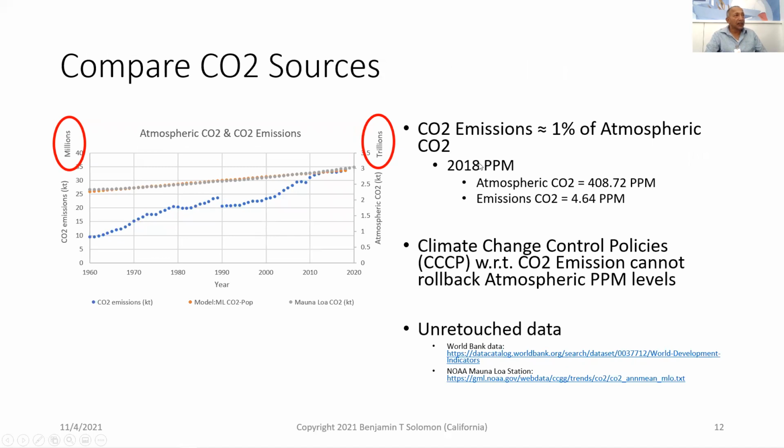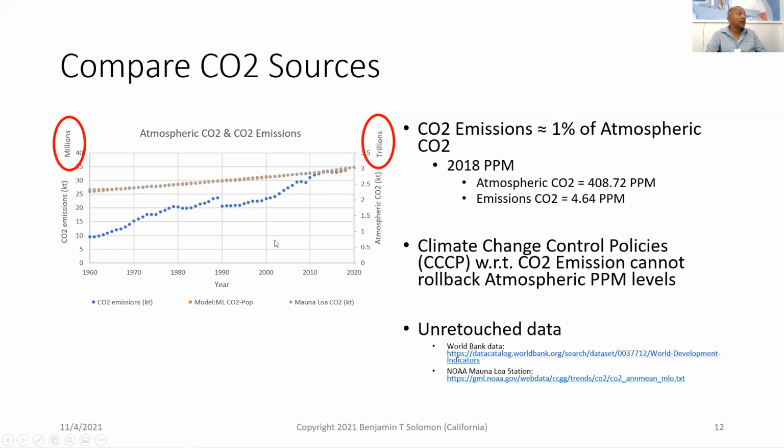I explain this a little bit more. In 2008, atmospheric CO2 was 408.72 ppm. If you convert the emissions into kilotons, like I explained a little bit earlier, it only converts into 4.64 ppm, only 4.64 ppm. That means carbon dioxide emissions are only about 1% of atmospheric CO2.